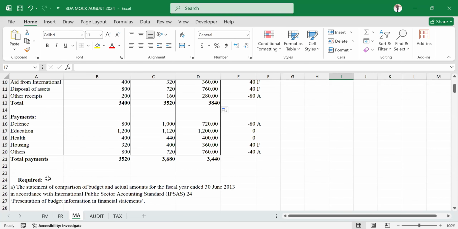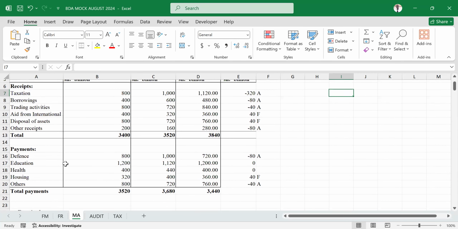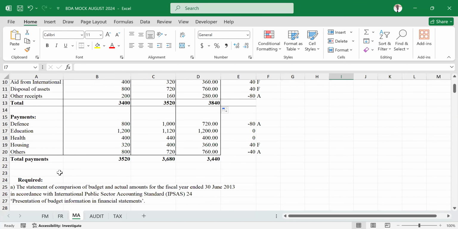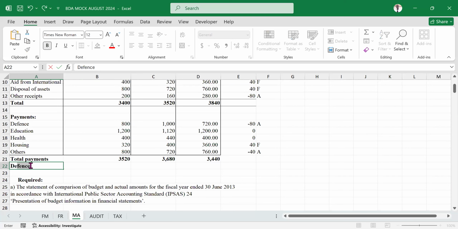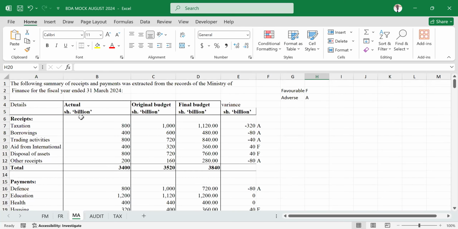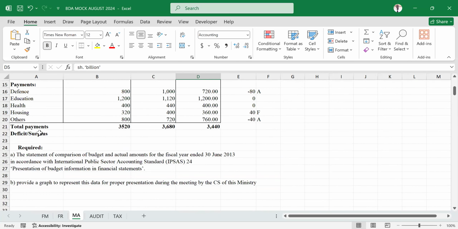So that is correct. When you talk about a budget deficit, it simply means your payments are more than your receipts. And when you talk about a budget surplus, what you've received is more than what you spent. So let us get either a deficit or a surplus for all the three categories: the actual spend, the original budget, and the final budget. Let's see, do we have a deficit or a surplus for each? So how do we do that?